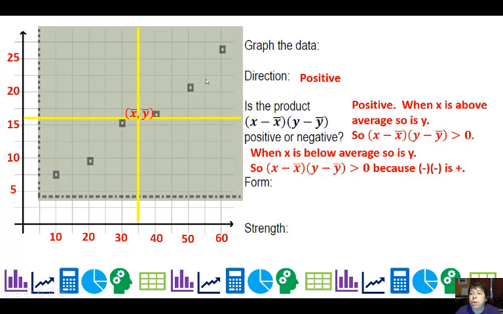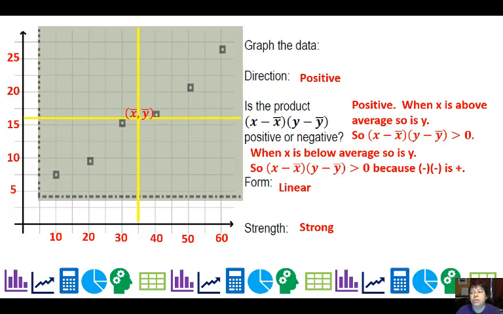So when the slope is positive, our correlation is positive. When the slope is negative, our correlation is negative. Now our form is linear, and the strength from what we can see looks quite strong. But we're going to tell you actually how to determine that numerically using this correlation that we calculate.